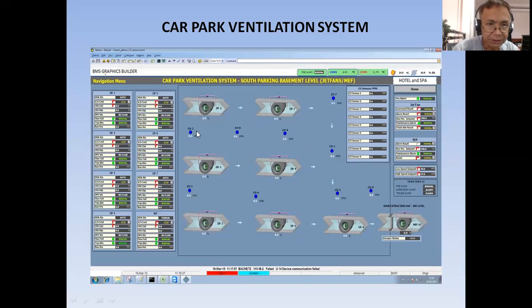Now, what are the points I'm monitoring from the jet fans? Hand, off, auto status: all the jet fans should be in the automatic status. Then the start/stop command, we have the control. By the way, these jet fans and extraction fans are motors with 2 speeds, low and high. So VFD control, VFD feedback. I'm giving the control to the VFD, then I must receive the feedback from the VFD. Then flow fail.